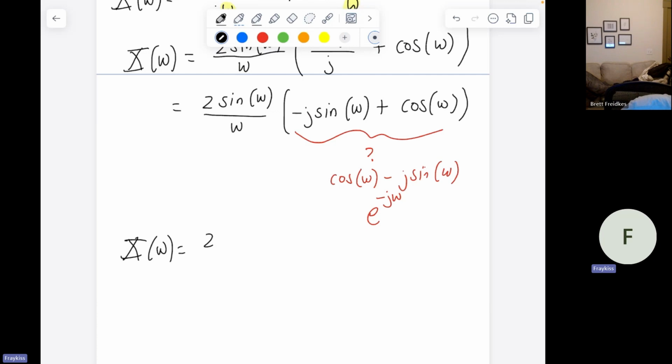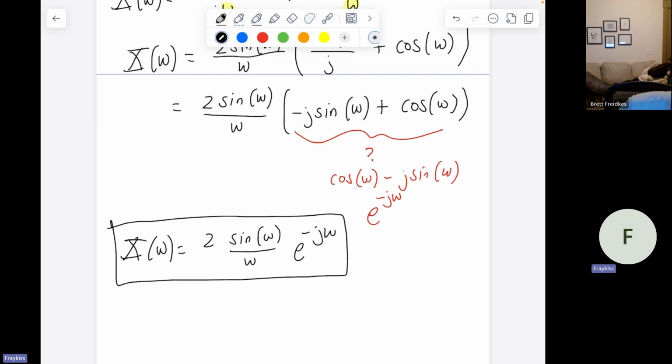X of omega is 2 sine of omega over omega times e to the minus j omega. And this is the Fourier transform of the pulse.